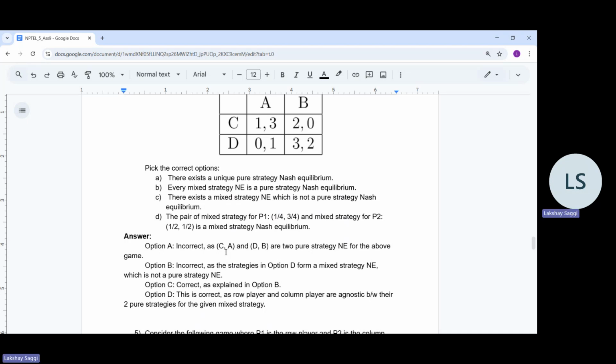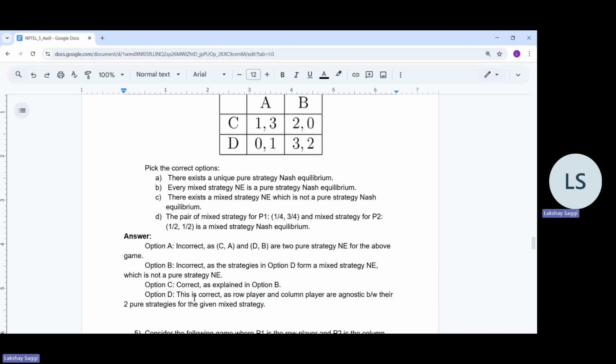So what do I mean by this? The row player individually is agnostic between the strategy C and D if the column player is playing half comma half, as I just said that the payoffs are the same for playing C or D. Similarly, the column player is agnostic between playing A or B if the row player plays the row C with probability 1/4 and the row D with probability 3/4.